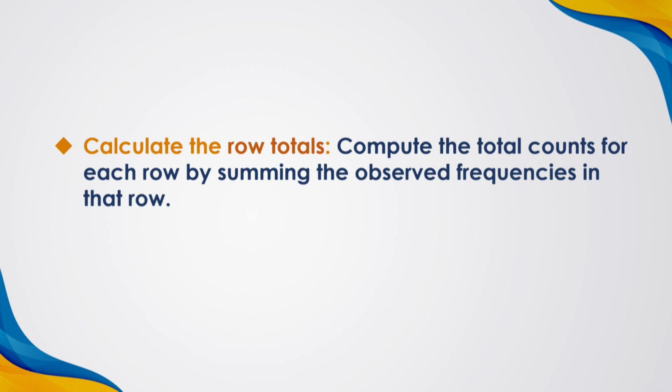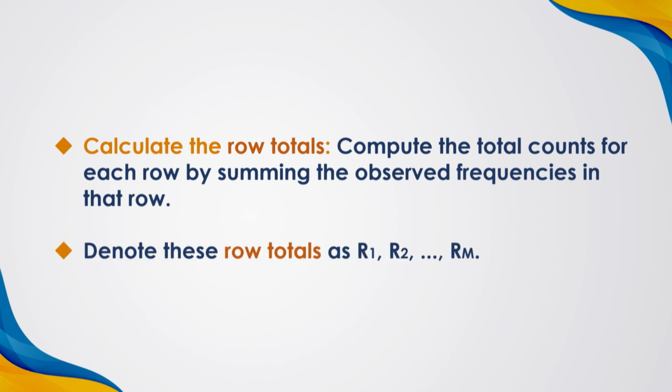Then you need to calculate the row totals as earlier, that is the total counts for each row by summing the observed frequencies in that row. We can denote them as R1, R2 and so on up to Rm. Earlier we went with only 2 rows and 2 columns, so we stopped at R1 and R2, whereas here you are generalizing for m number of rows, hence you are moving on to R1, R2 and so on up to Rm.